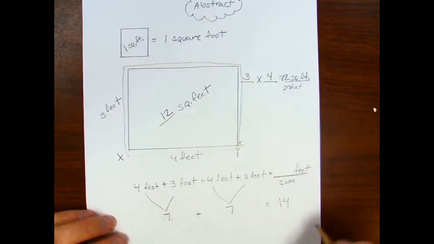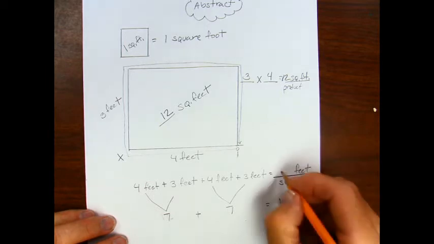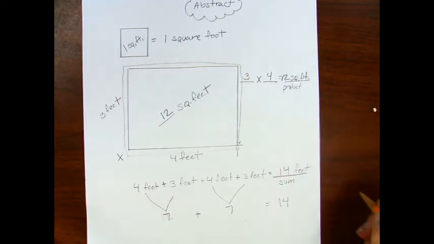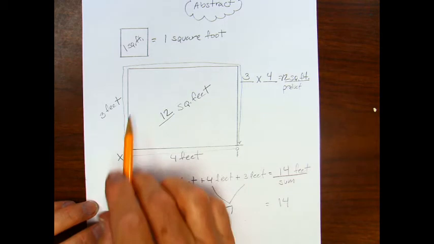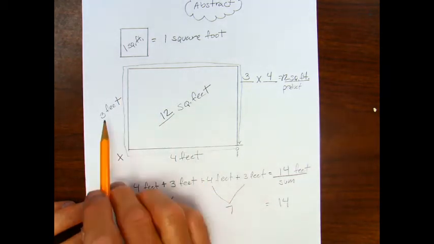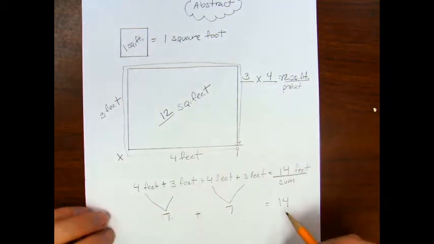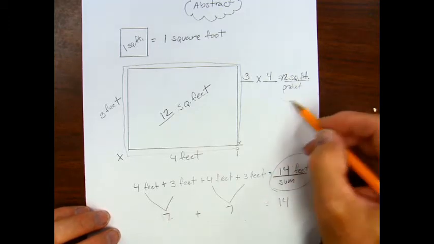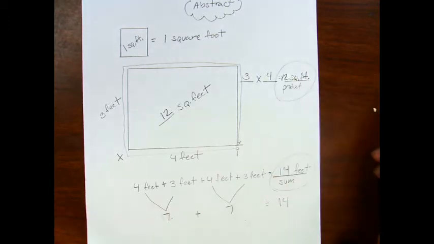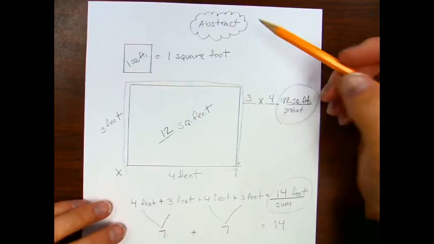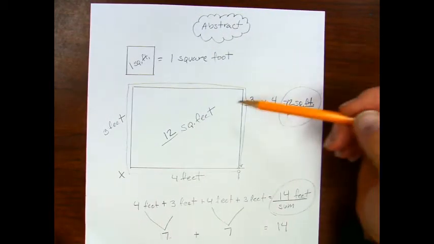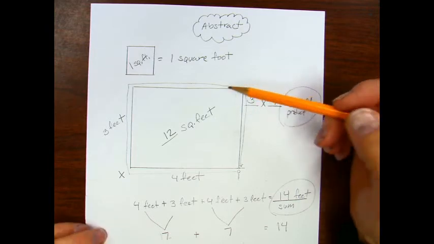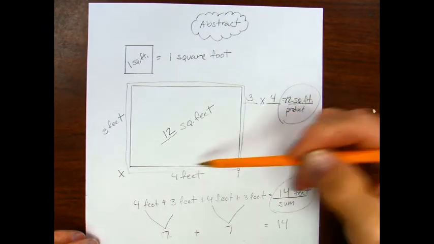So the perimeter along this 4 by 7 foot room is 14 feet. So here I have my sum, here I have my product. And we did it abstractly. We didn't have a real room that we measured. We made a pretend room, so to speak, and we still used math to come up with the answer.